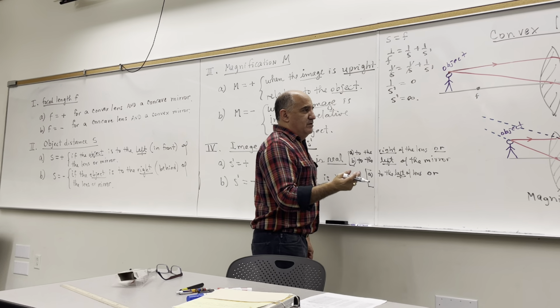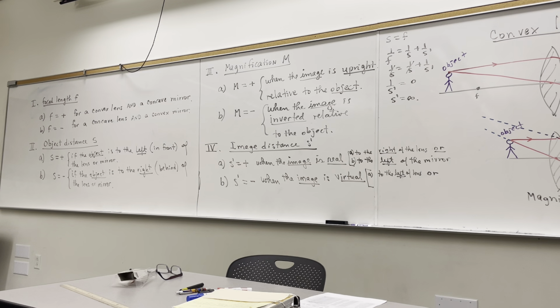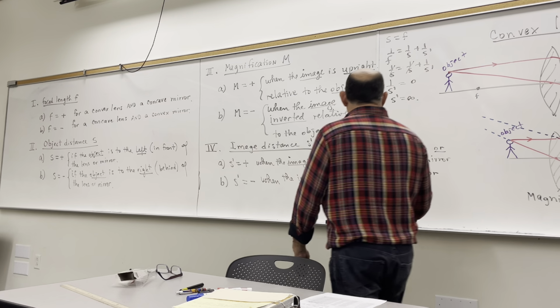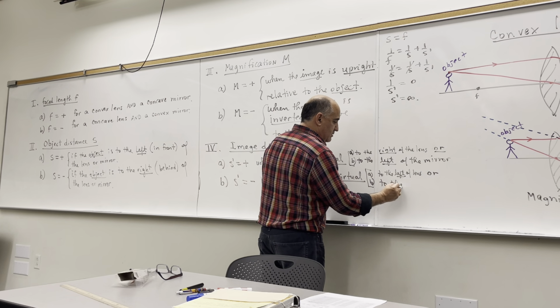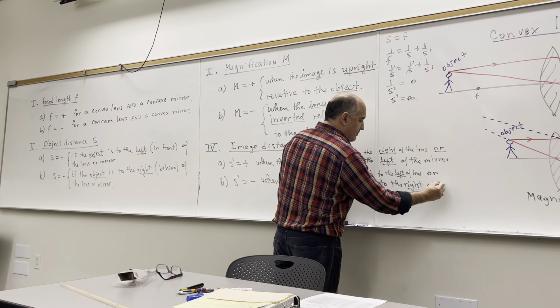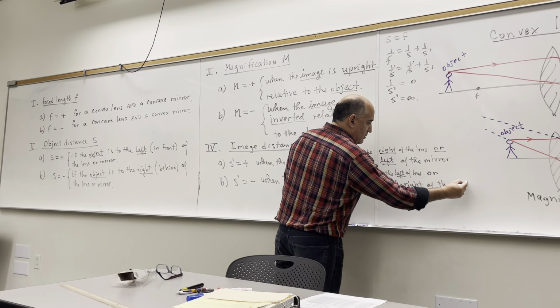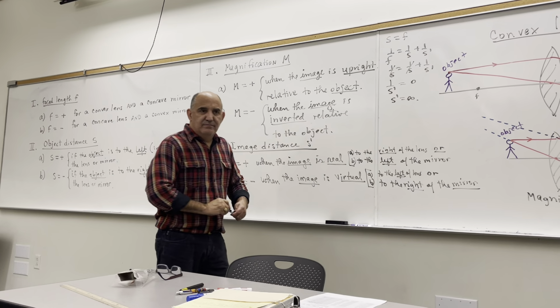if it's a mirror and the image is virtual, that means that the light rays are formed, but the light doesn't go to. So it's going to be to the right of the mirror. So this will be here, to the right of the mirror. Convex or concave, it doesn't matter.